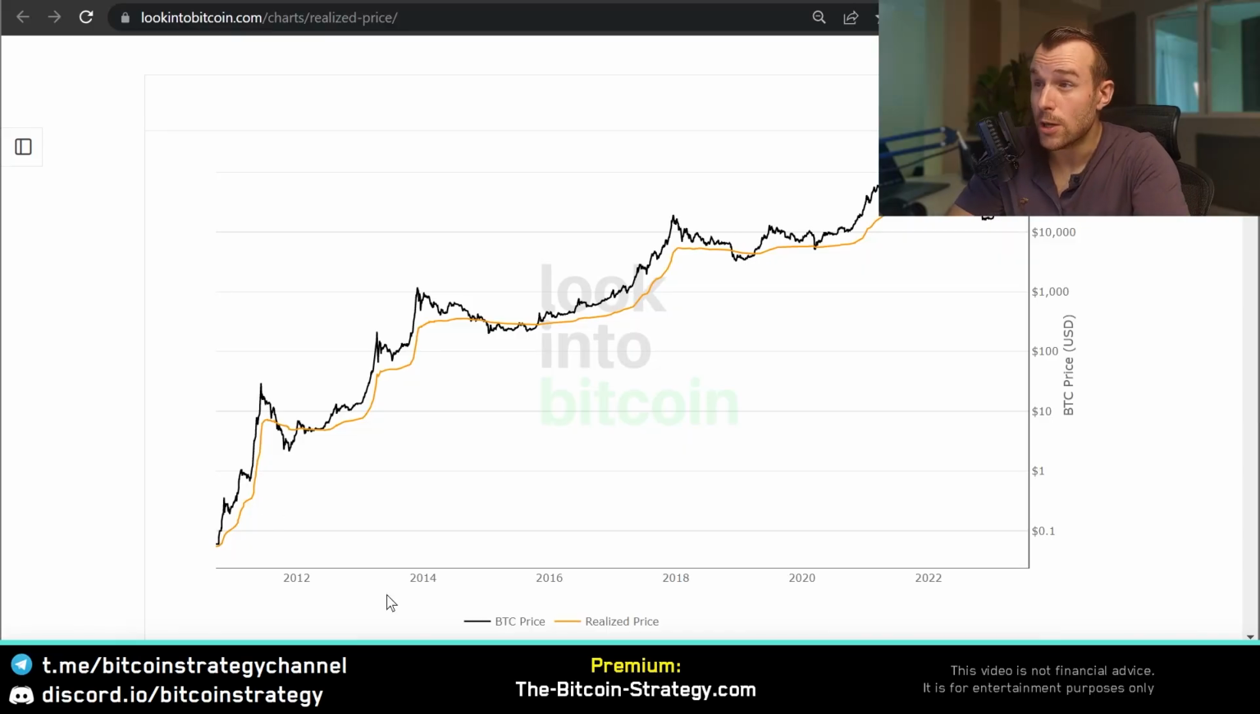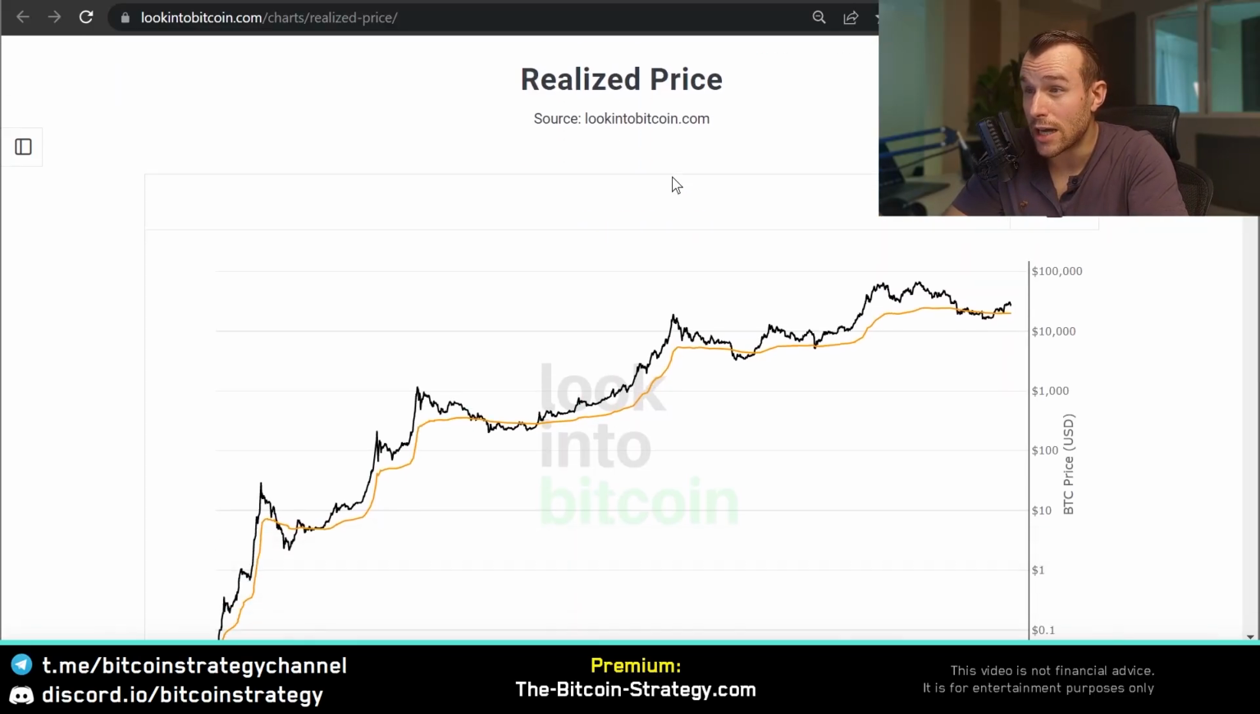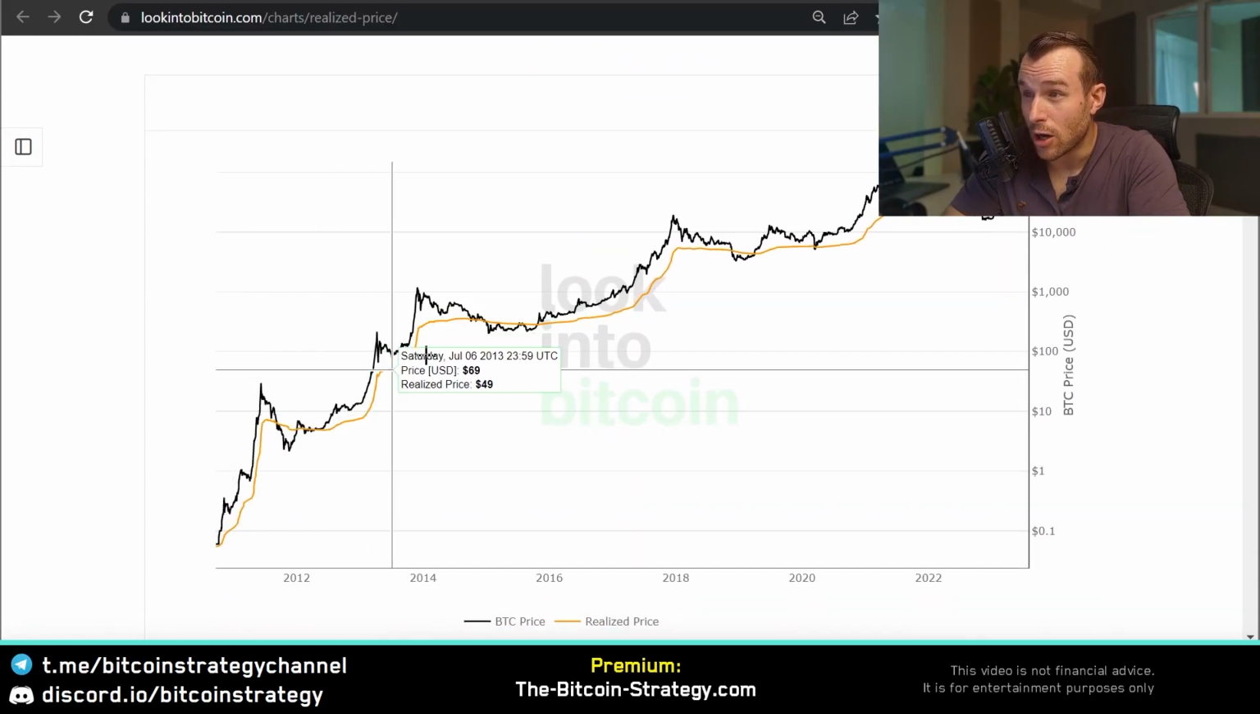And this is not just random line drawing. This is actually figuring out psychologically when people are less likely to sell, because that's when we are low, right? We are low when people are not selling anymore, when the selling is pretty much over. And what I'm looking at here is the realized price, this orange line over here.